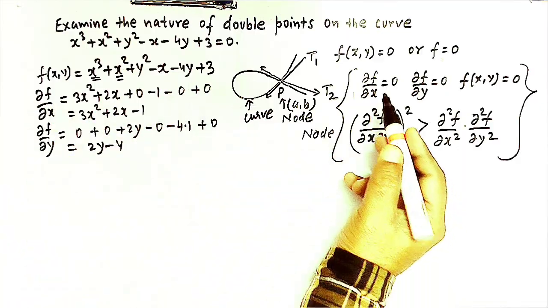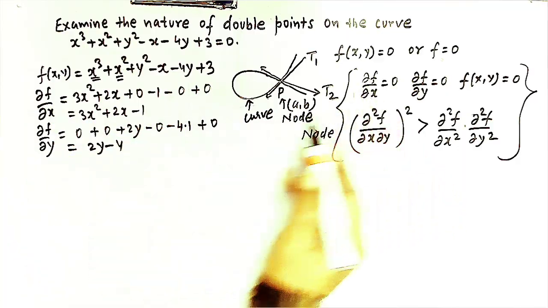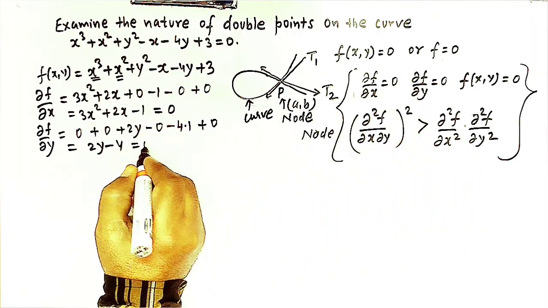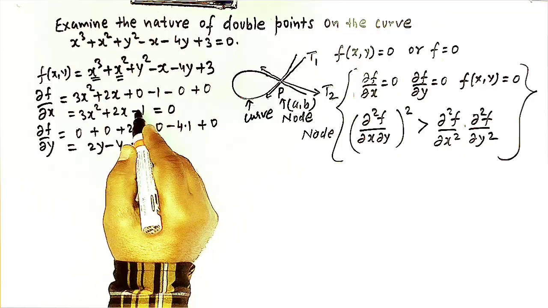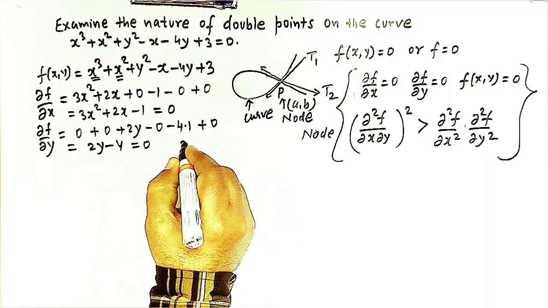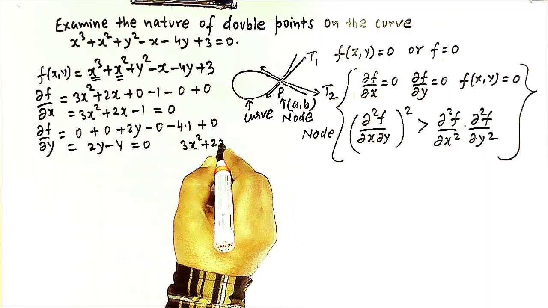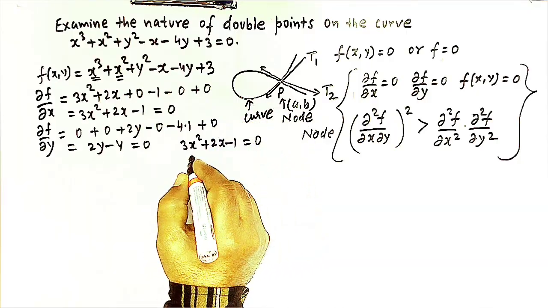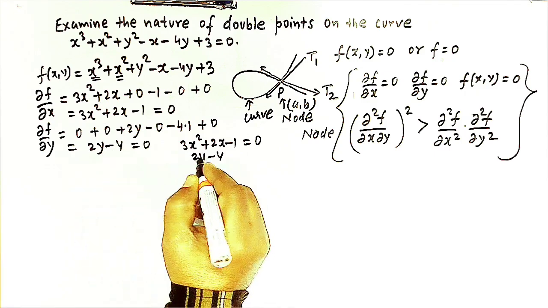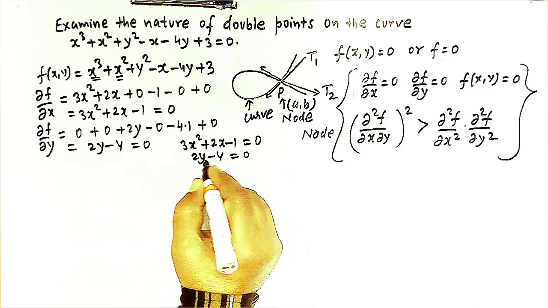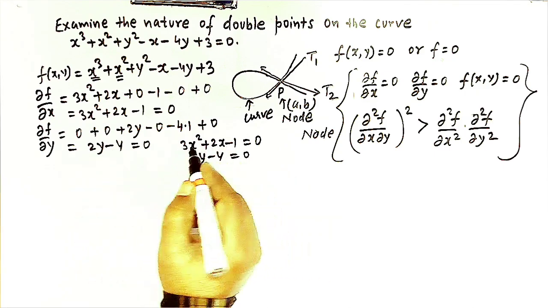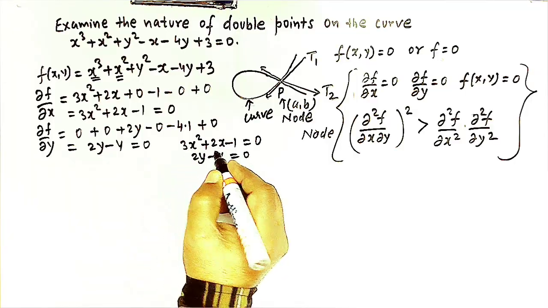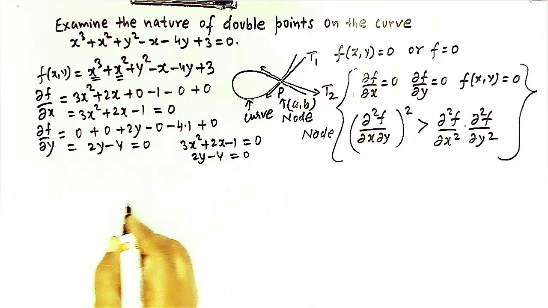So now we have del f over del x is equal to 0, and del f over del y is equal to 0. So now we have two equations, right? The first one is 3x square plus 2x minus 1 is equal to 0. Then we have 2y minus 4 is equal to 0. So we can now solve this quadratic equation.